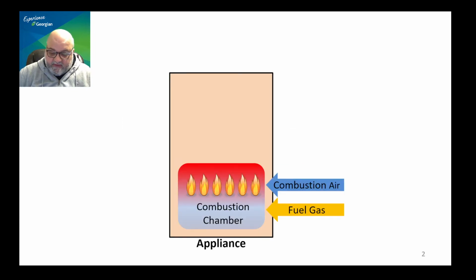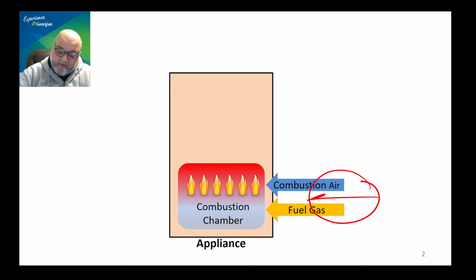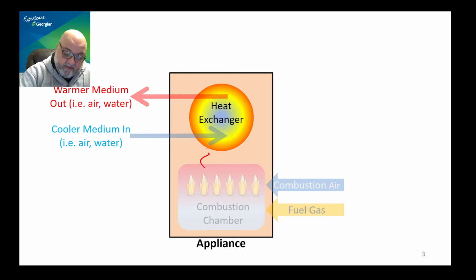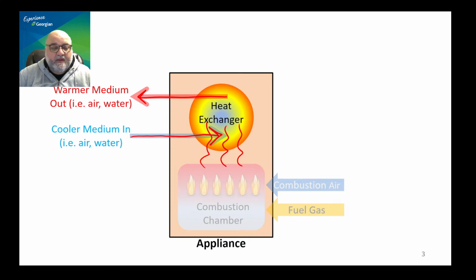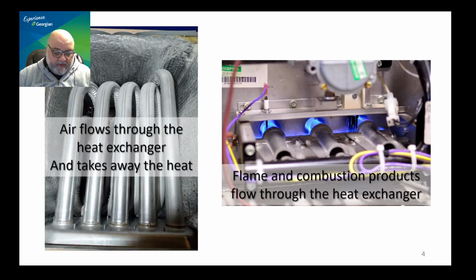So first things first, let's just review that draft is generated by sending in combustion air and fuel gases and sustaining that combustion, and that heat generated is always picked up by some kind of medium, whether it is air or water, from the heat exchanger, and it is taken away from the appliance. The idea is to not leave behind any heat, so the heat doesn't build up in the heat exchanger or the appliance in general. This is what you can see here.